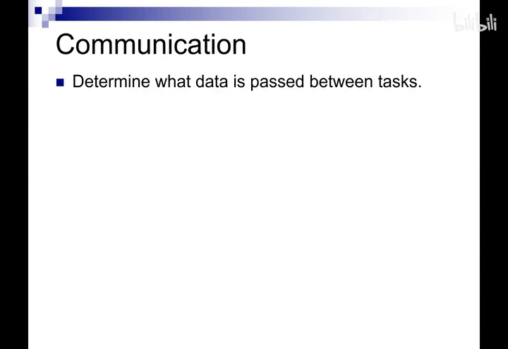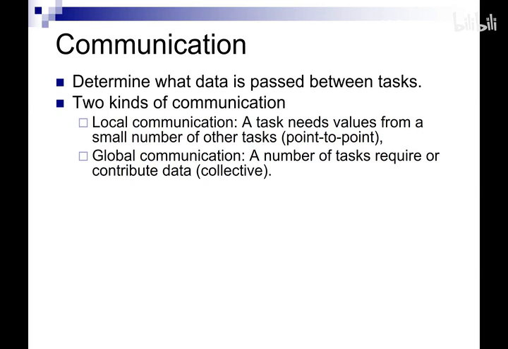Okay, so that's partitioning. The next step in the design methodology is communication. Communication is basically determining what kind of data needs to go between the different tasks. So the tasks need to do some communication, and here we're going to figure out which ones of these are going to communicate and what data they're going to send. There are two types of communication.